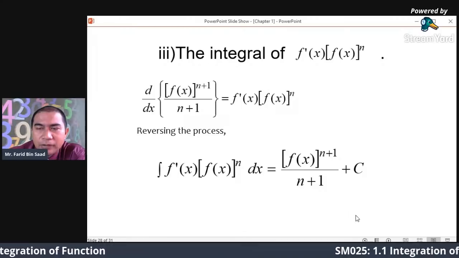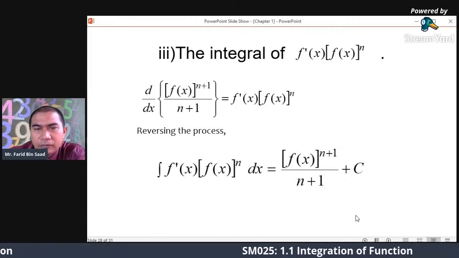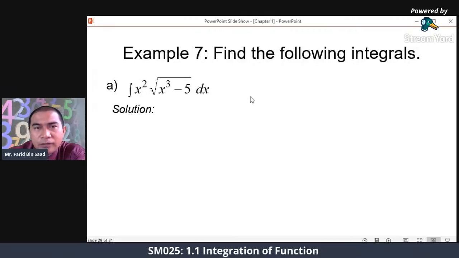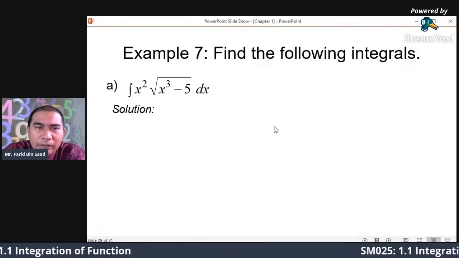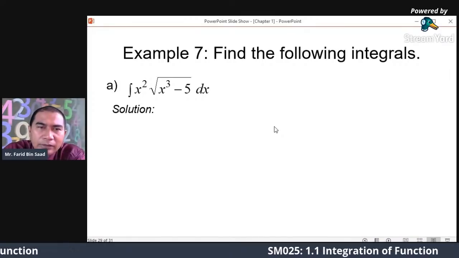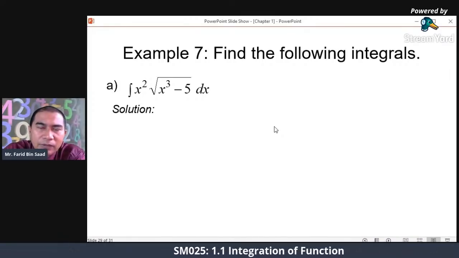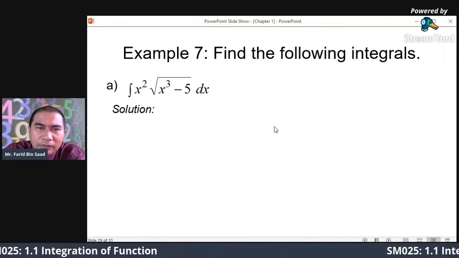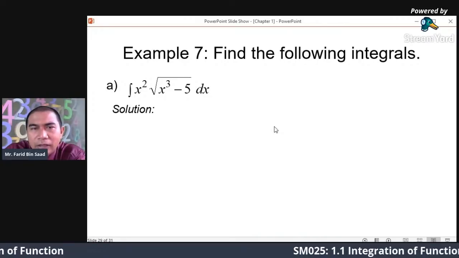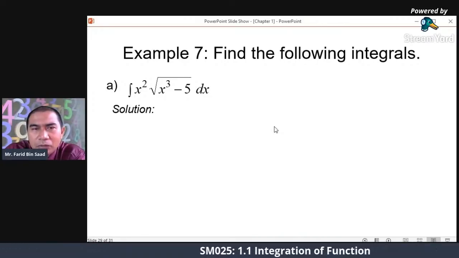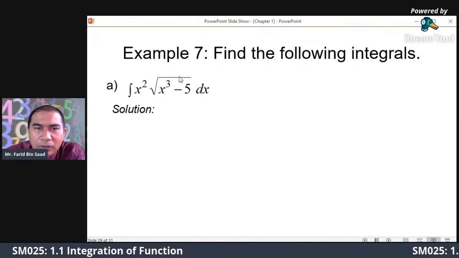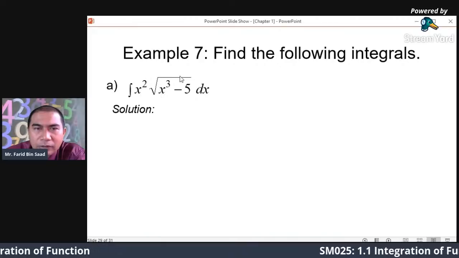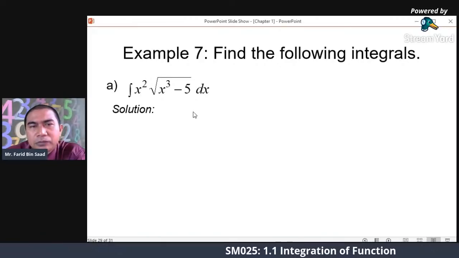Okay, next. For example 7, find the following integrals. A. Integrate x squared times the cube root of x cubed minus 5 dx. What is f(x)? f(x) is x cubed minus 5. That has a power of 1 over 3 here. That means f(x) has a power.